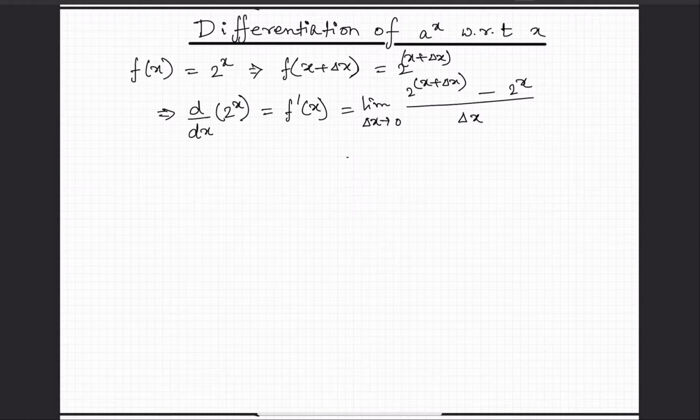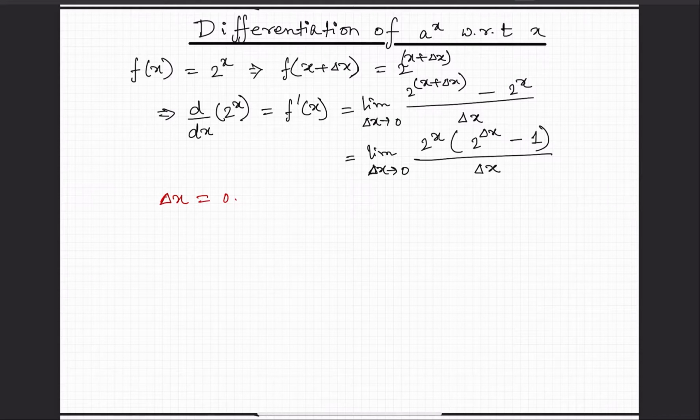So if we simplify this, we can get limit del x tends to 0. We can take 2 to the power x as common, and in the inside bracket we will put 2 to the power del x minus 1, whole divided by del x. Now in this case, as del x is tending to 0, if we take a value which is close to 0, say we take del x as 0.01.